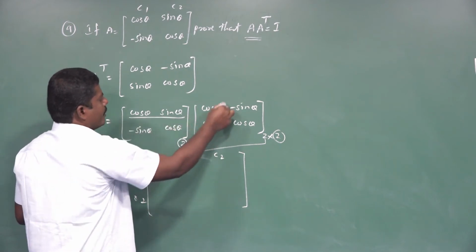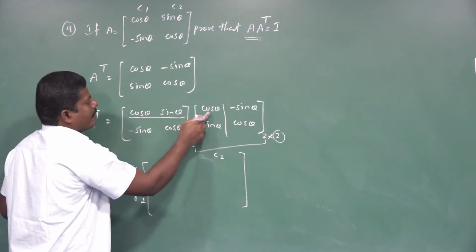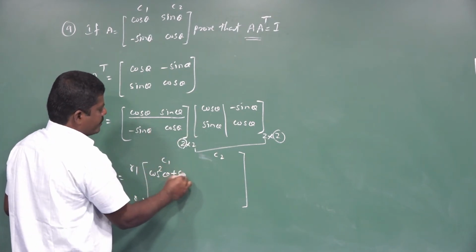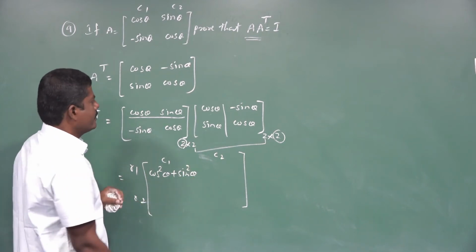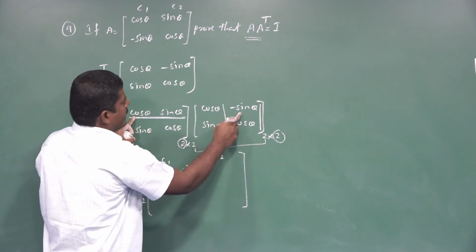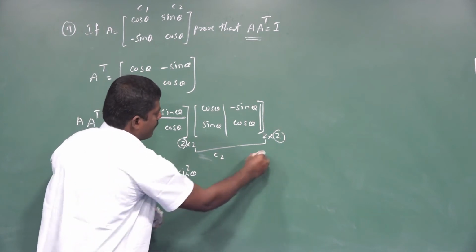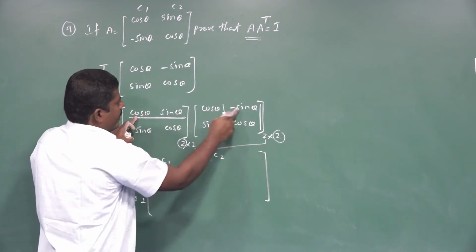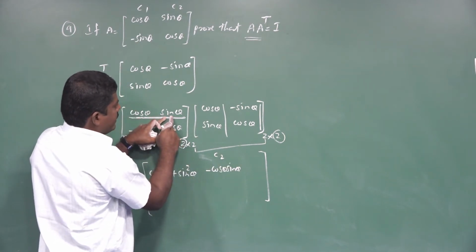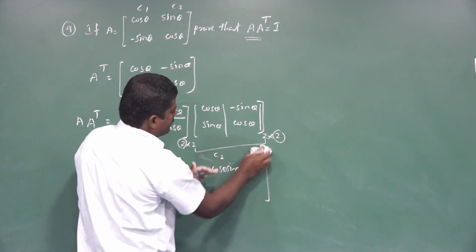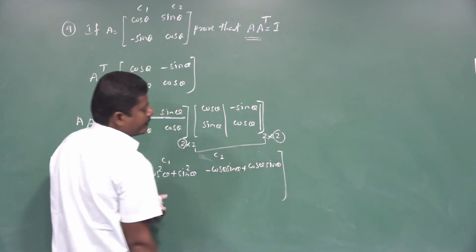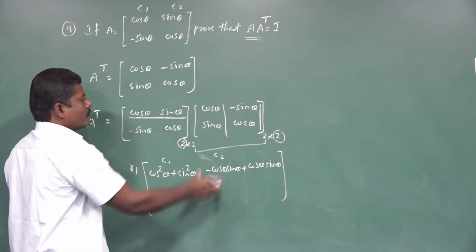You take the first row and first column. Cos theta multiplied by cos theta, cos square theta, plus sin theta multiplied by sin theta, sin square theta. Understand? Take the same first row, second column. Cos theta times minus sin theta, minus cos theta sin theta, plus sin theta cos theta. Understand? So the second column is over. So both columns are over.